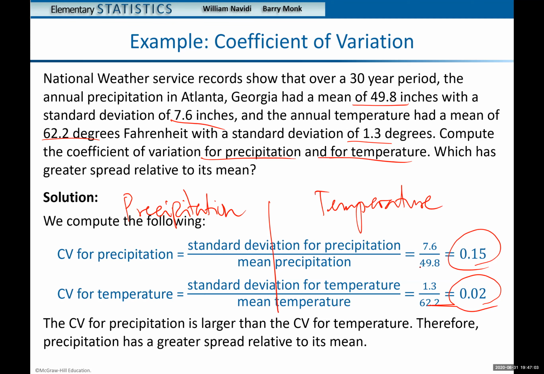Okay, copy. That is for CV, coefficient of variation. And this is the end of 3.2.